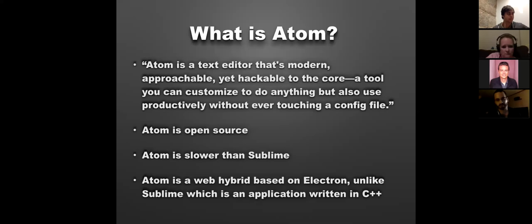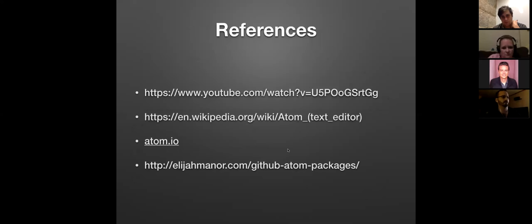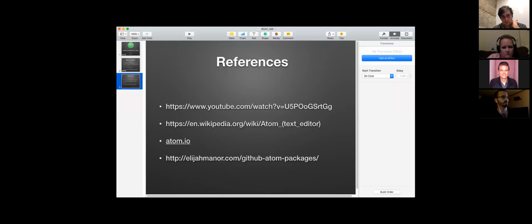It'll bog down if you're doing like multi-line select or something of that nature. I think the positives outweigh the negatives in this instance. And part of the reason for that is Atom is a web hybrid based on Electron, unlike Sublime, which is an application written in C++. So it has JavaScript, it has CoffeeScript, it has a bunch of other languages built into it already.